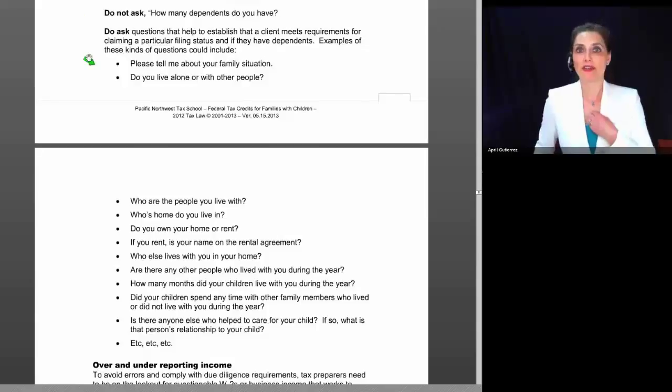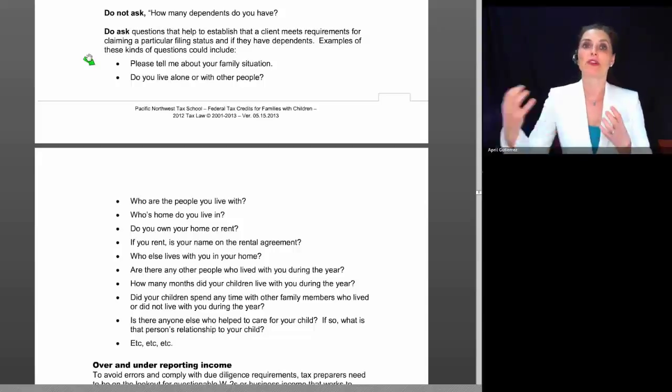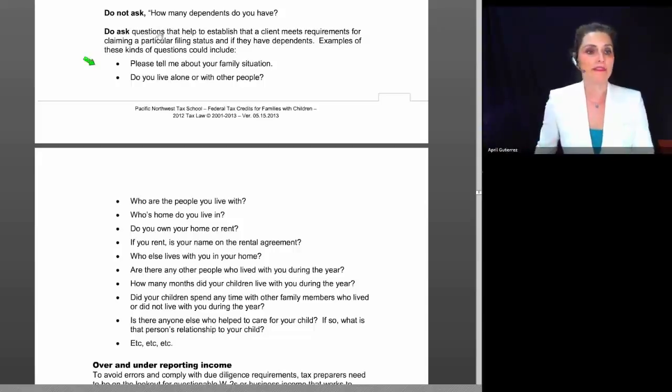That's my job to determine how many dependents my client has by interviewing and asking the right questions, and actually going through and maybe determining and agreeing with my client which dependents they're entitled to claim and ultimately which dependents they should claim or could give away legally. So, types of questions you can ask to determine who in the household might qualify them as dependents or earned income credit. You could ask a question like, please tell me about your family situation.